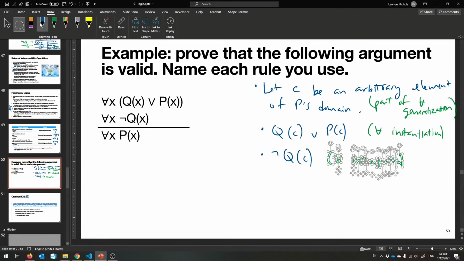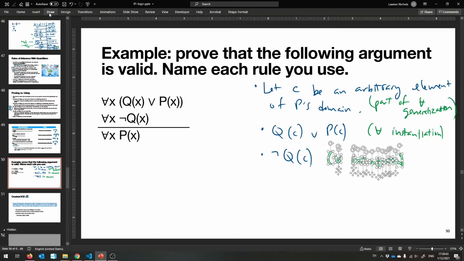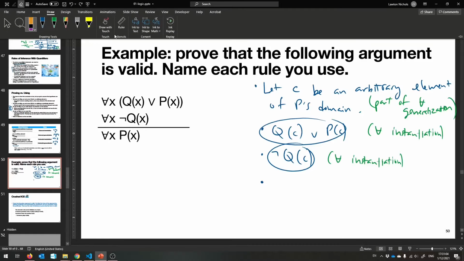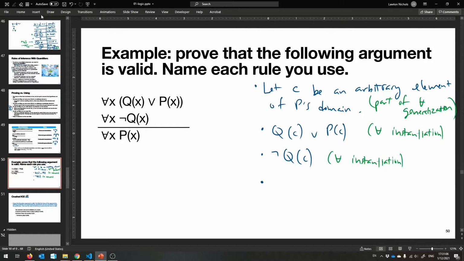All right. So what do we have next? Now we don't have any quantifiers in these. That's very useful because our end goal is eventually going to be P of C, okay? Because that will give us, at the end of the day, for all X, P of X. Okay, however shall we do this? So let's look at our rules.